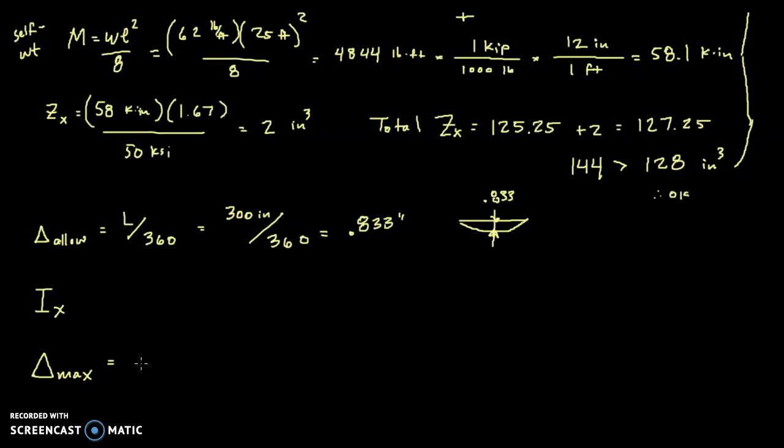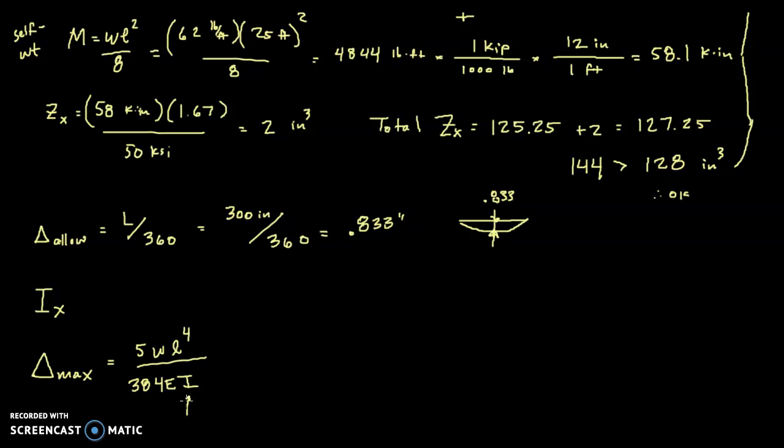Okay, so I looked it up in Appendix H, and the maximum deflection that occurs at the center of a simply supported beam with a uniformly distributed load is 5WL to the 4th over 384 EI. Okay, so I is what we want to know. We want to know how big our I value needs to be.